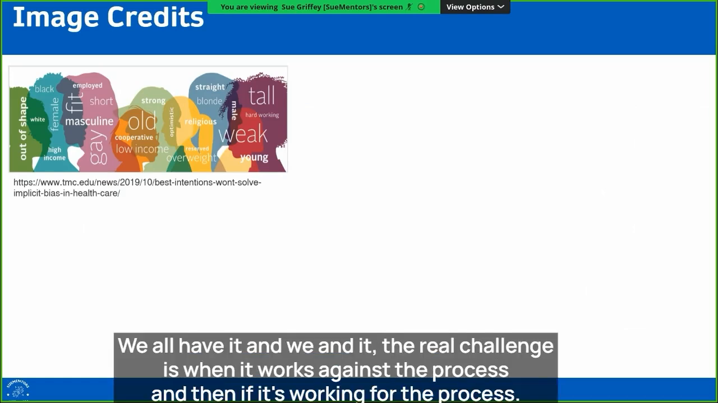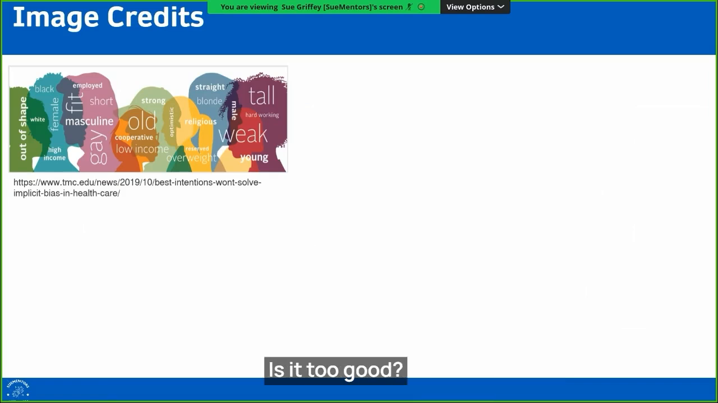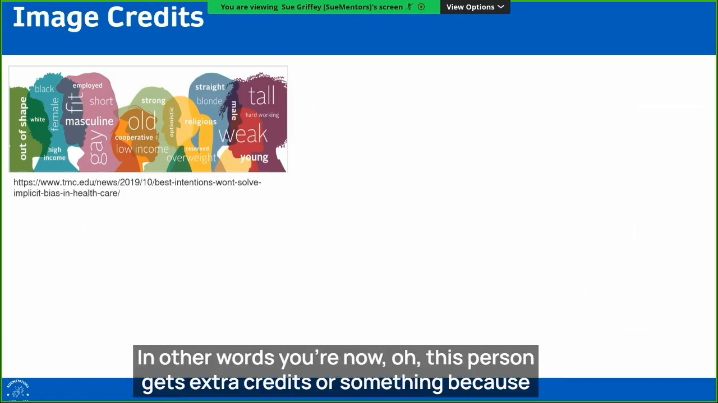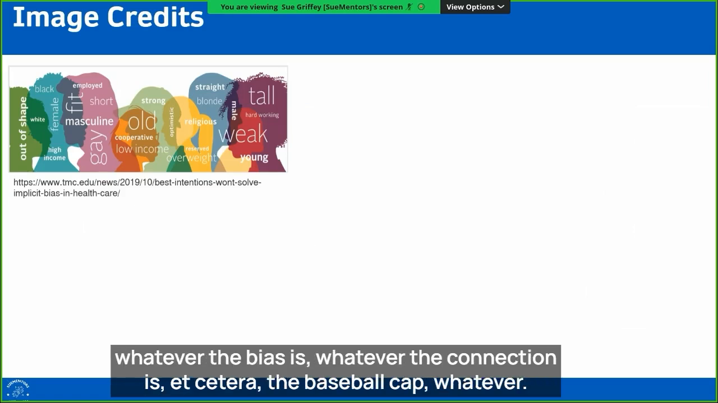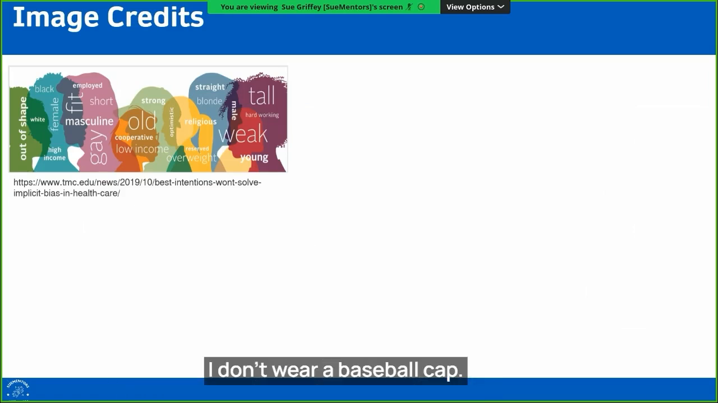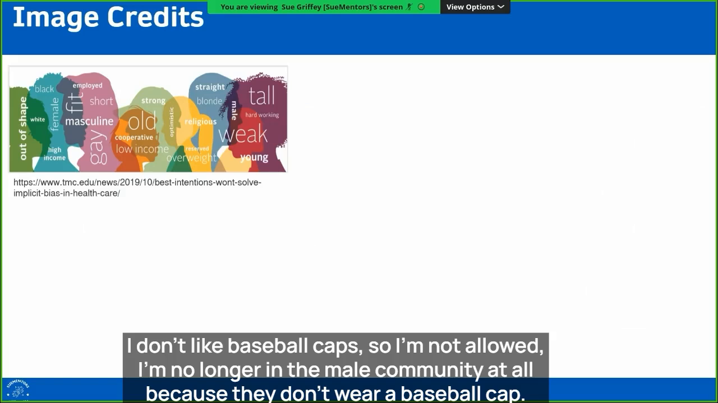It's an interesting topic. We all have it. The real challenge is when it works against the process. And if it's working for the process, is it too good? In other words, this person gets extra credit because whatever the bias is, whatever the connection is. Now, the baseball cap. I don't wear a baseball cap. Does that keep me out? I don't like baseball caps, so I'm not allowed.